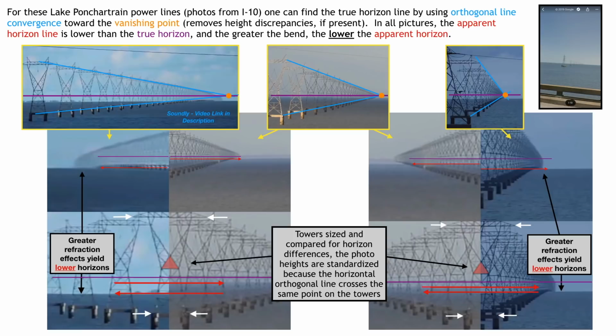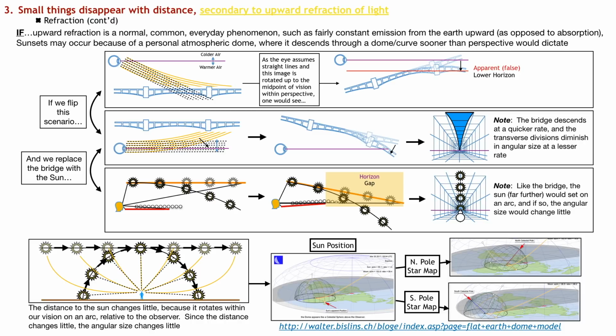So again, please see part 4 for more discussion on that particular aspect of the topic. But I wanted to speculate here, and this is just speculation, but if upward refraction is a normal, common, everyday phenomenon, such as fairly constant emission from Earth up into the atmosphere, as opposed to absorption, sunsets may occur partly because of a personal atmospheric dome where it descends through the dome or curve sooner than perspective would dictate, and would therefore not reduce in angular size to an appreciable amount. So again, complete speculation on my part, just providing a possible mechanism whereby this would occur.